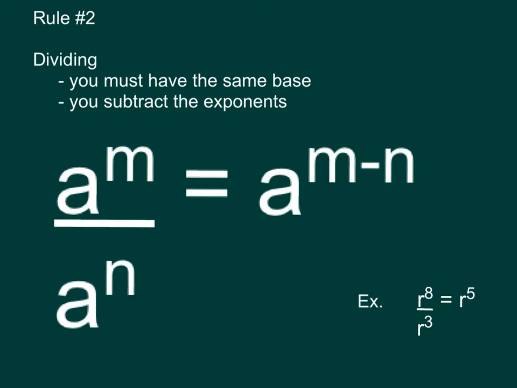Rule number 2, dividing. Again, you must have the same base, and you're going to subtract the exponents. So here it is: a to the power of m over a to the power of n is equal to a to the power of m minus n. And down here you have an example: r to the power of 8 over r to the power of 3 is equal to r to the power of 5, because 8 minus 3 equals 5.